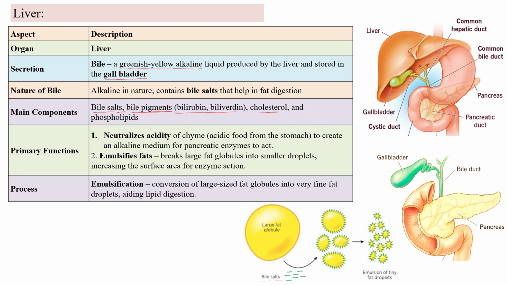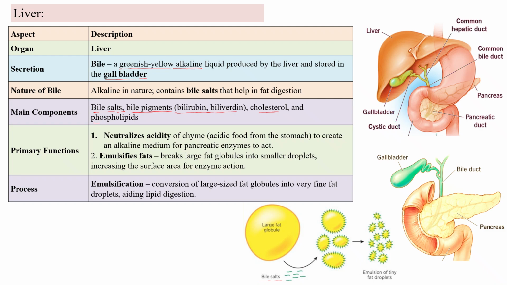अब बाइल पिगमेंट्स का क्या रोल होता है? बाइल पिगमेंट्स बाइल को कलर देते हैं. That is, bilirubin gives orange yellow color and biliverdin is responsible for green color. Now cholesterol and phospholipids, they do not have any role in digestion, and we can say that cholesterol is also removed from the body through the bile.